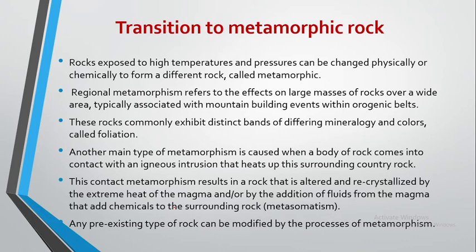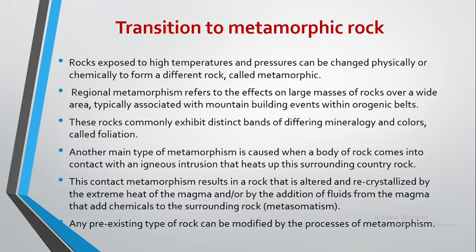Next, these rocks commonly exhibit distinct bands of differing mineralogy, colors and foliation. Every physical and chemical character of this metamorphic rock will be changed. Maybe initially it was an igneous rock, but when it is completely changed to a metamorphic rock, the mineralogy will change, the color will change, and the foliation may change. So that's all about regional metamorphism. Mainly in the orogenic belt we can see this metamorphism. It includes a wide area. A large area will be metamorphosed.